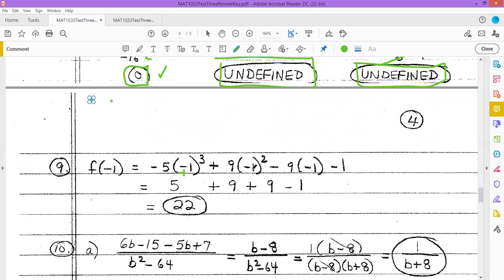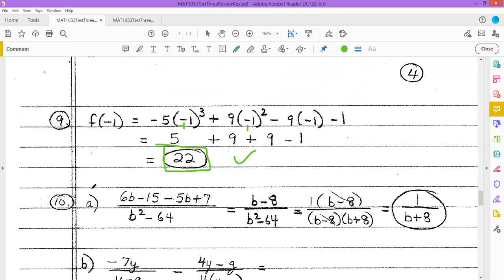9 times -1 squared, that's 1 times 9, gives us 9. And then -9 times -1, another negative and negative becomes +9, -1 at the end. Now we're going to add left to right. 5 plus 9 plus 9 minus the 1 gives us 22 as our answer. The value of this function at -1 is 22.